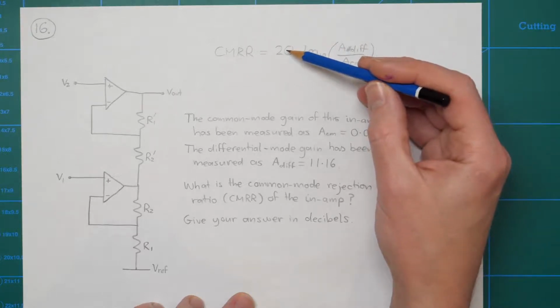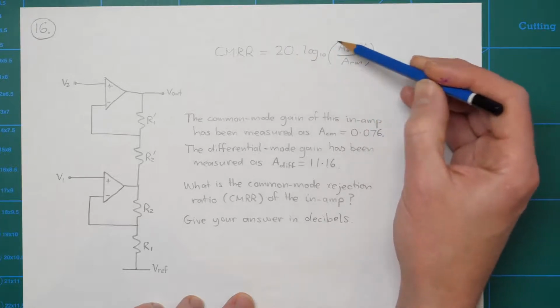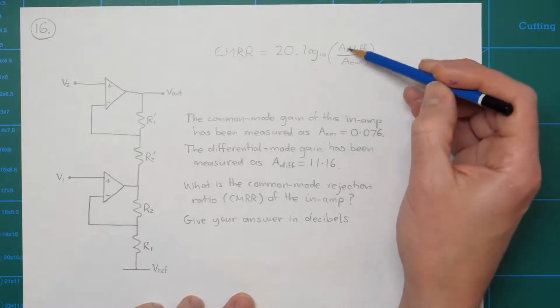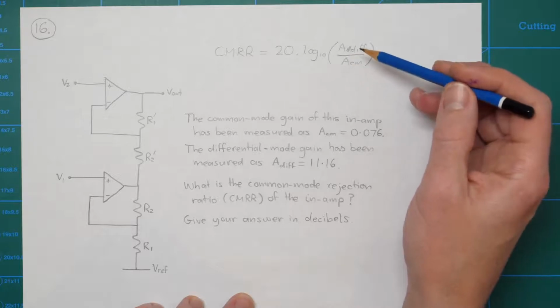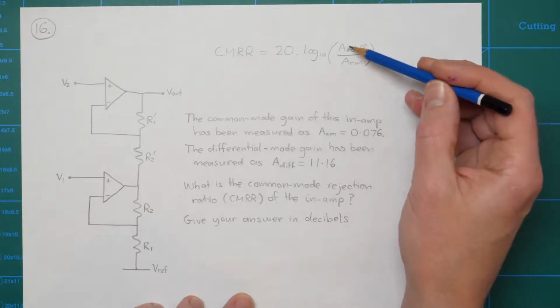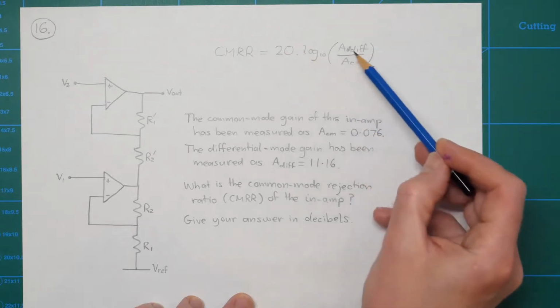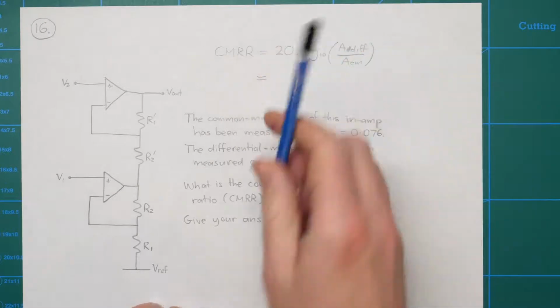Decibels, if these were already power gains, would be 10 log 10 of power gain over power gain. But because these are voltage gains, they need to be squared in order to become power gains. Normally when you use decibels, you're comparing ratios of powers, so hence it's always 20 log 10 A diff over A CM. So I have to do this in Octave.